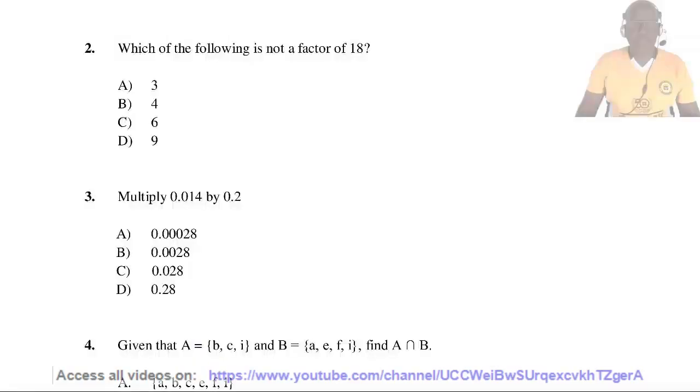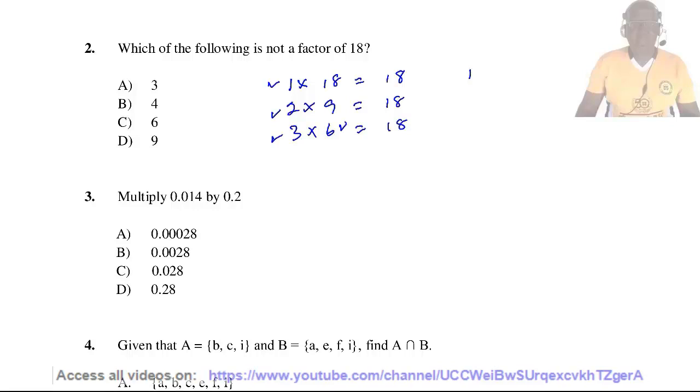Question 2. Which of the following is not a factor of 18? We shall write down the factors of 18. 1 times 18 equals 18. 2 times 9 equals 18. And 3 times 6 equals 18. Therefore, factors of 18 are 1, 2, 3, 6, 9, and 18. So, 4 is not a factor of 18. So the answer is B.